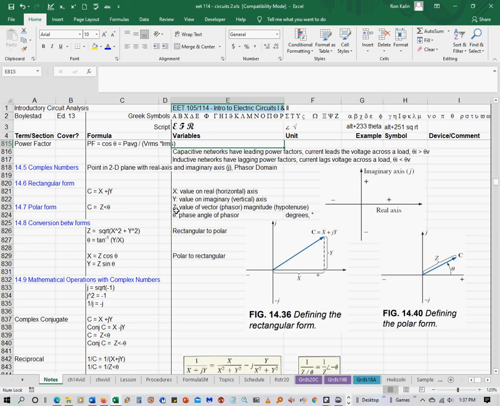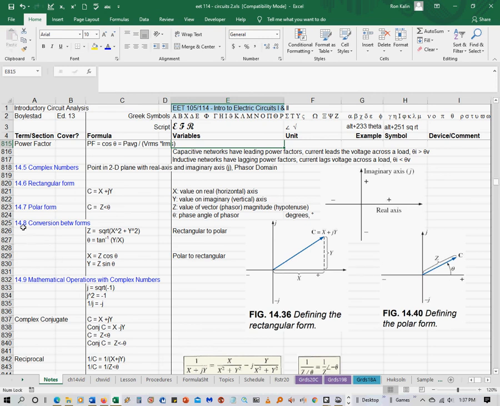This is the rectangular form, and this is the polar form: Z equals Z at an angle of theta, where Z is the magnitude of the vector, the phasor, the hypotenuse. It would look like this. And then this is the phase angle of the phasor, and it's always in degrees that we use it.